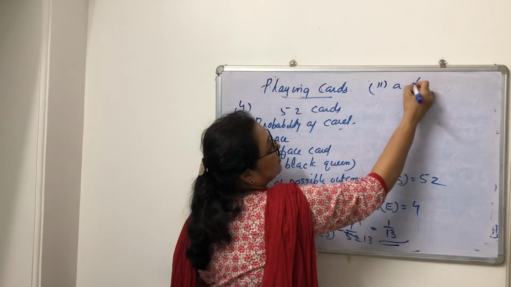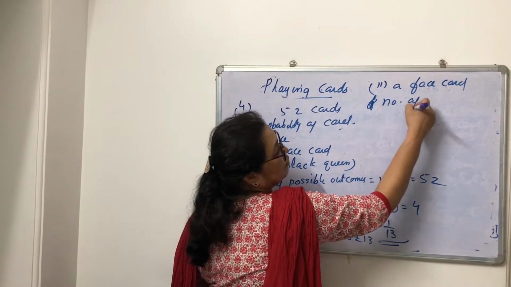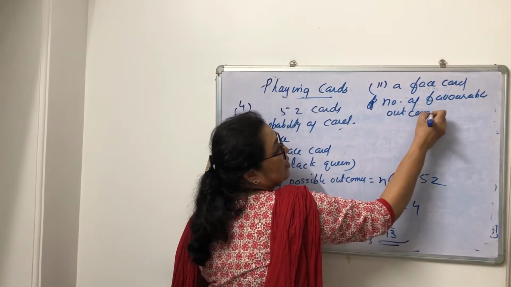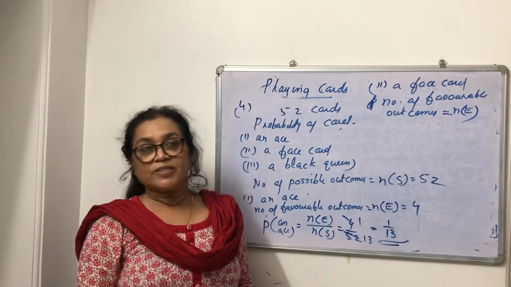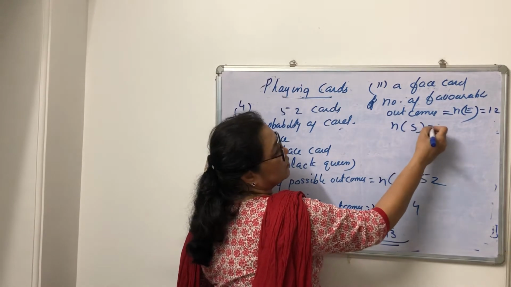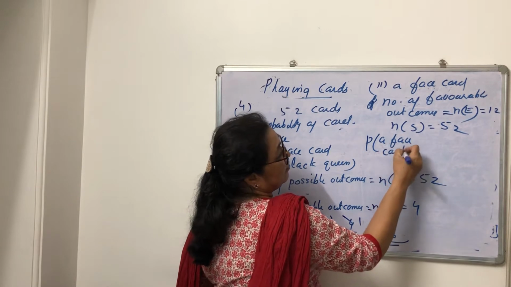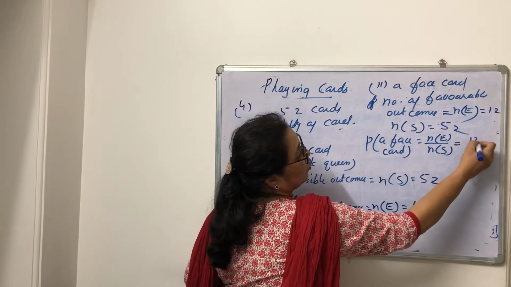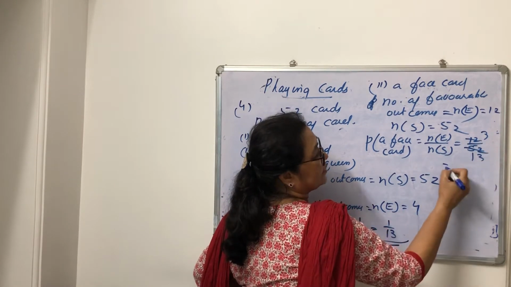Second case, a face card. What is the number of favorable outcomes? How many times can you get a face card? There are 12 face cards, so n(E) is 12. The number in the sample space, the total possible outcomes, is 52. P(a face card) is n(E) by n(S), that is 12 by 52. It is 3 by 13.